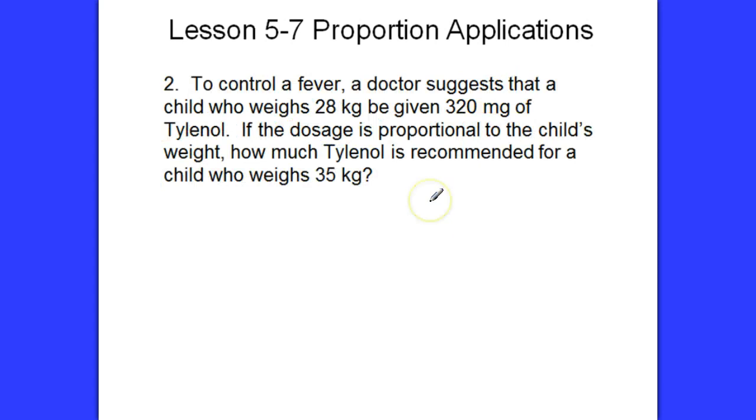All right, number 2 on the next page in your notes, it says to control a fever, a doctor suggests that a child who weighs 28 kilograms be given 320 milligrams of Tylenol. If the dosage is proportional to the child's weight, how much Tylenol is recommended for a child that weighs 35 kilograms? Okay, so here's the rate that I have. The suggested rate from the doctor is a 28 kilogram child gets 320 milligrams. So you could think of that as 320 milligrams per 28 kilograms. So I'm going to write it like that, 320 milligrams.